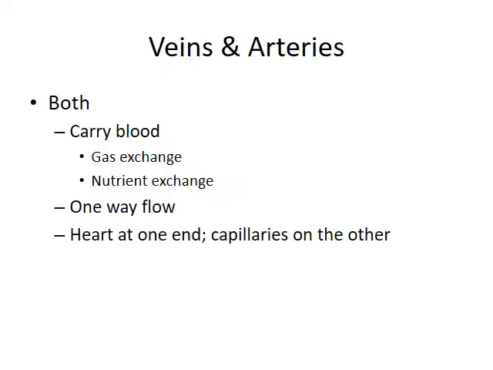So if we think about veins and arteries, we both know that they carry blood. They're involved in oxygen exchange, nutrient exchange, that blood is the highway that everything moves through. We'll talk more about those as we get to the lungs and liver. Both the arteries and veins have a one-way flow. Blood only moves one way through the system, and when we get a defect, we get blood moving in two directions. That's when we get into trouble.